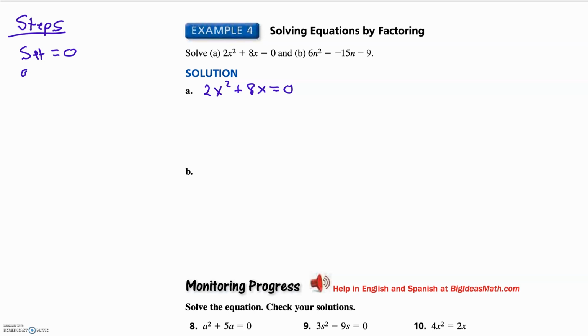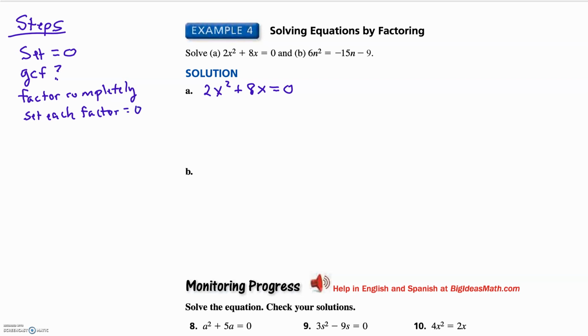Now, after you have it equal to 0 and in standard form, you're going to factor it completely. But remember, the first step is to look for a GCF. So I'm going to put GCF question mark. Look for a GCF first, and finish the process of factoring completely. So set it equal to 0, factor it completely, and then set each factor equal to 0. Those are really your steps: set it equal to 0, factor it completely, set each factor equal to 0, using the zero product property.